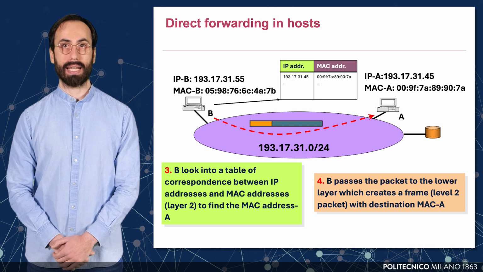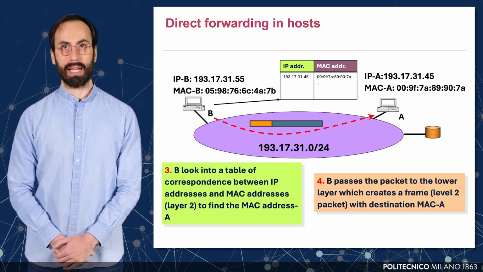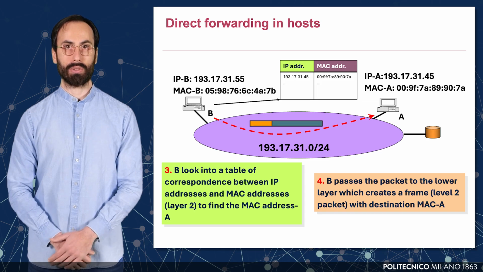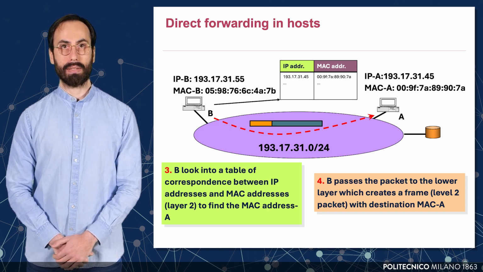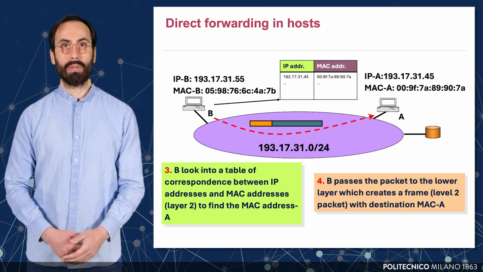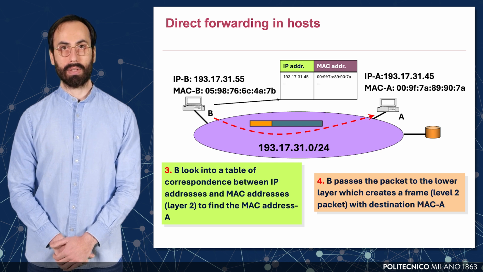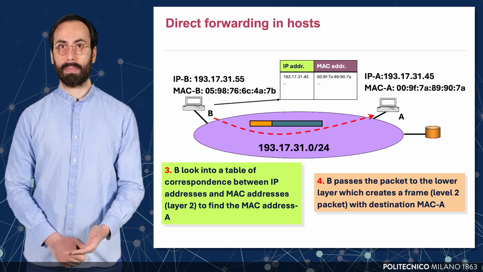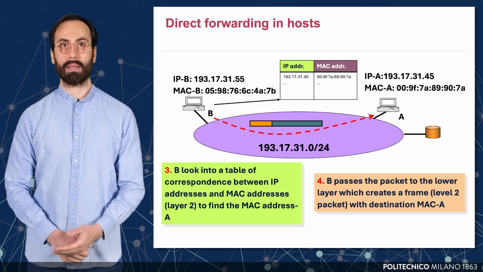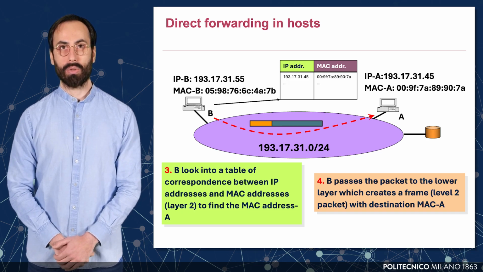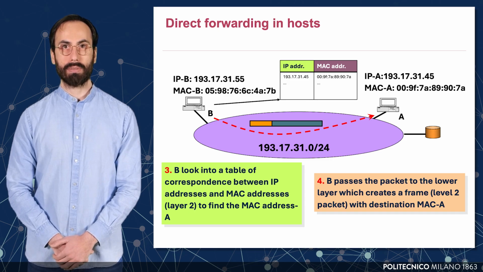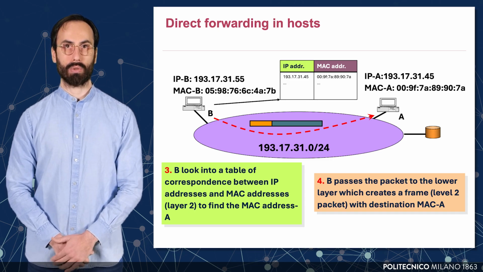Once B confirms that A is in the same subnet, it checks its IP MAC correspondence table. That is a table mapping the IP addresses to MAC addresses to find the MAC address corresponding to A's IP. If the entry is already in the table, B retrieves MAC A directly. If not, the ARP protocol will fill this table accordingly. Then, B passes the packet to the data link layer, where it is encapsulated in a Layer 2 frame with MAC A as the destination. This frame is then transmitted directly over the local network to host A.